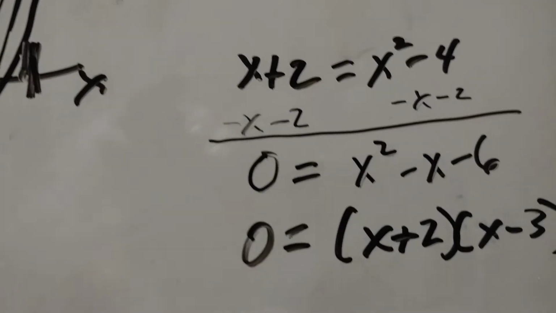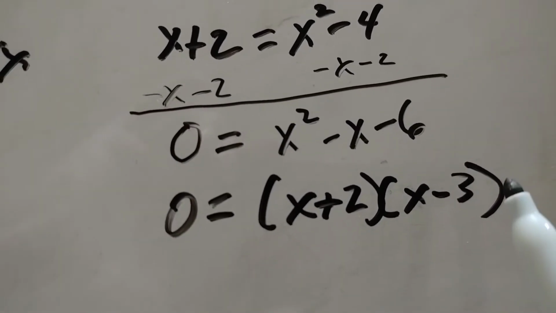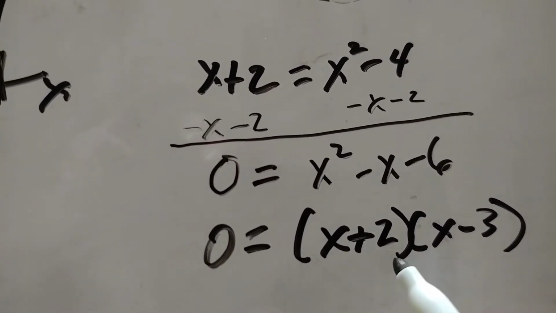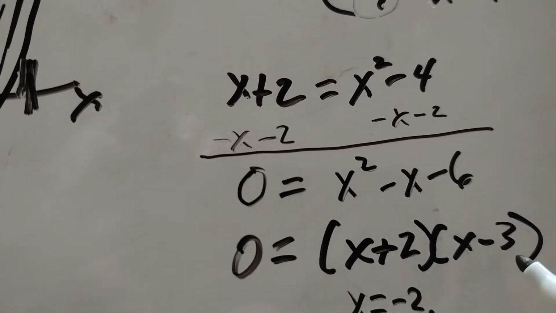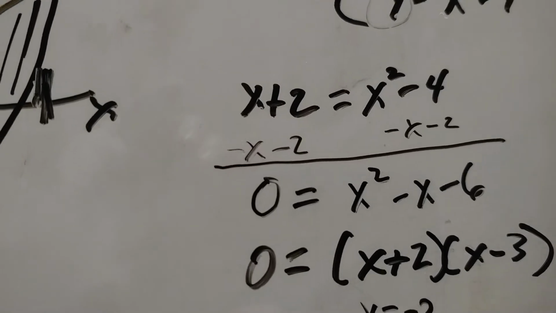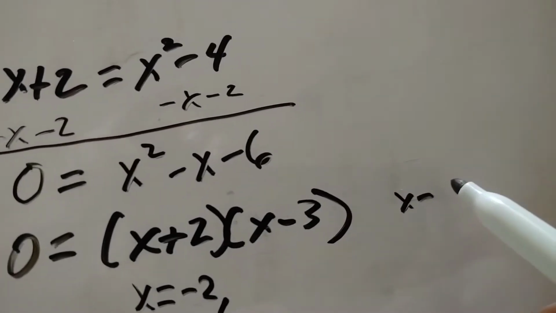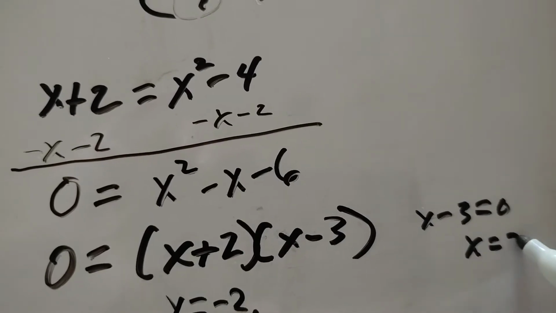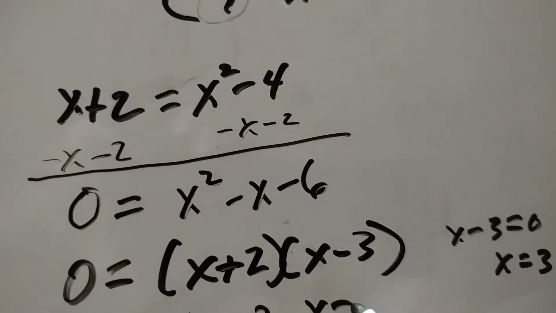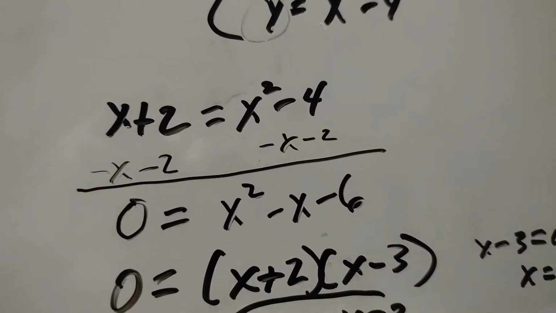And now by the zero factor rule, set each factor equal to 0 to get your two solutions. When does x plus 2 equal 0? When x is equal to a negative 2. When does x minus 3 equal 0? You can write it out if you want. x minus 3 equals 0. When you add 3 to each side, you get x equals 3. Or you can just do it in your head. So these are my x values.